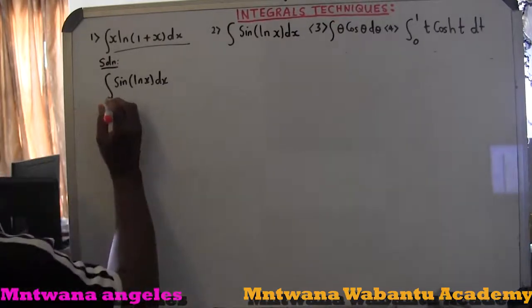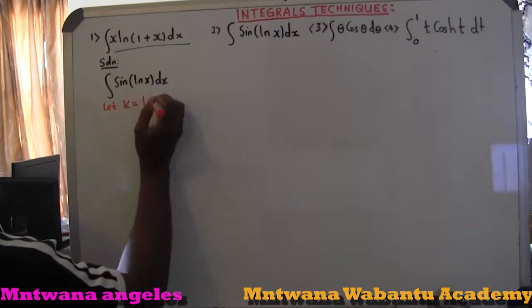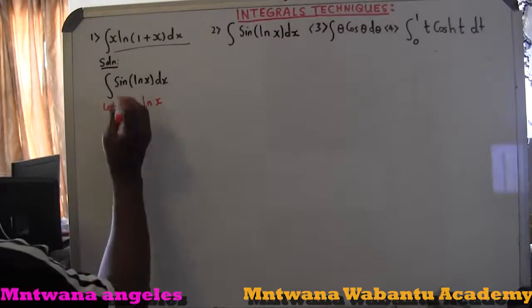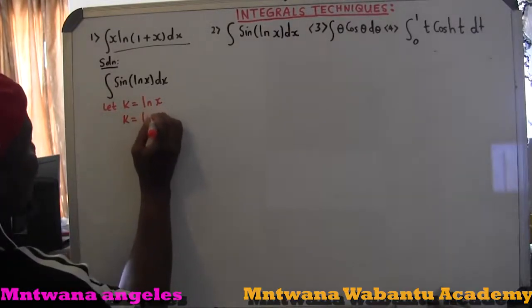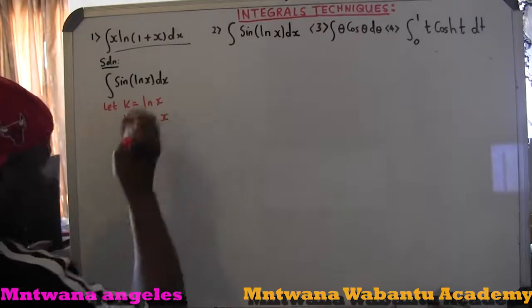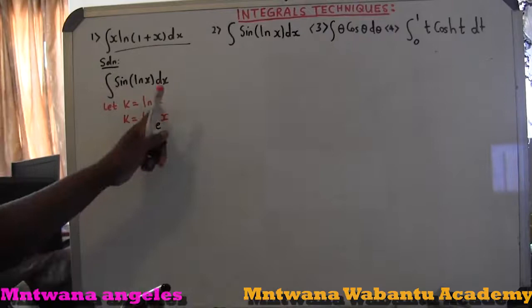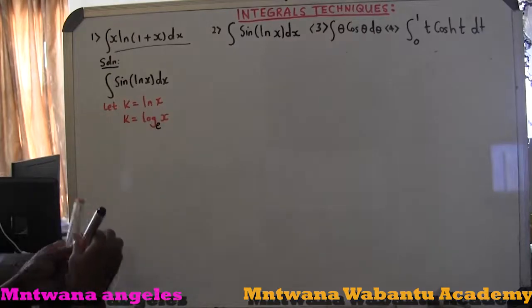I'm going to let k equal to ln of x. Okay, ln of x, and remember this mathematical fact: when you say ln of x, it is the same as saying log of x with base e. Acceptable. So this equals this. If you want to change ln to log, you say log of exactly the same letter, and then you put the base e.